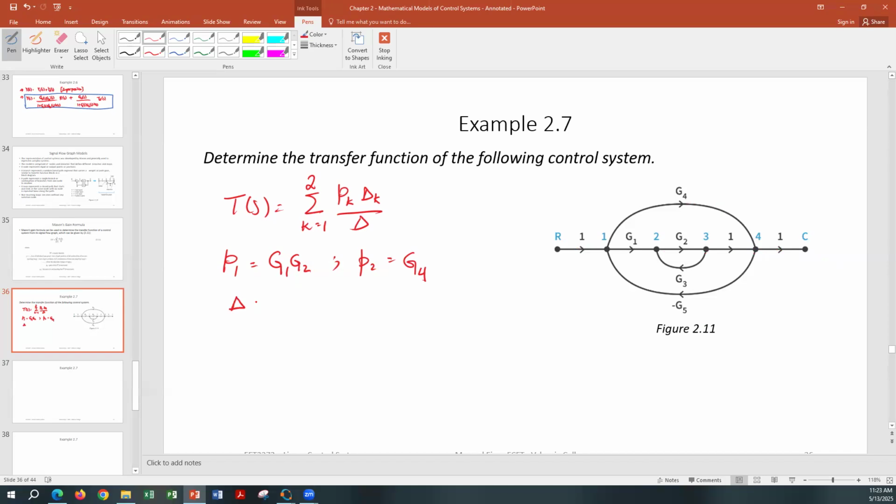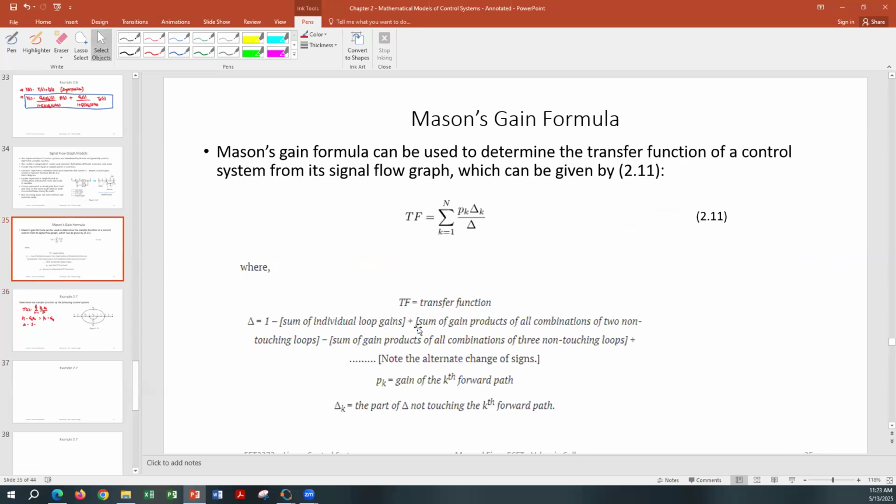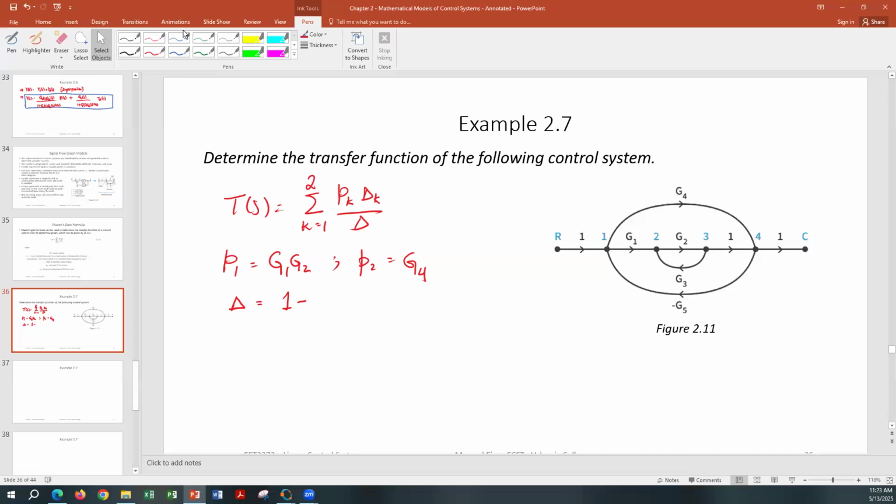Let's look at delta. 1 minus the sum of individual loop gains. How many loops do we have now? We have this loop right here. We have this loop right here. And anybody see another loop? We have this loop right here, the outer loop. So we have 3 loops in this signal flow graph.